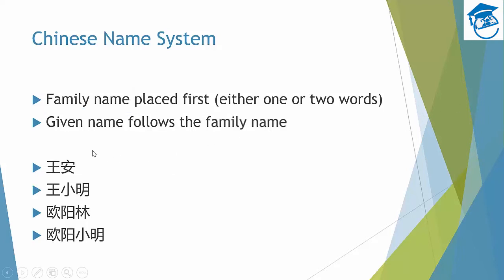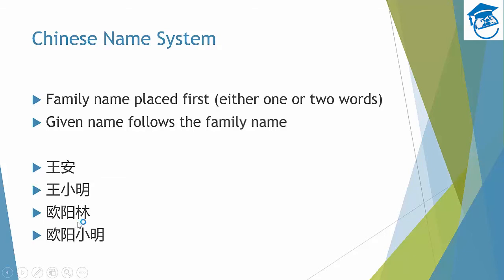Here are some example names. For these two words here, the family name is placed first, so you can easily say that the first word is the family name and the second is the given name. So there's no confusion here. For the second one, the first word is the family name, and the given name has two words. So these two words are the given name.